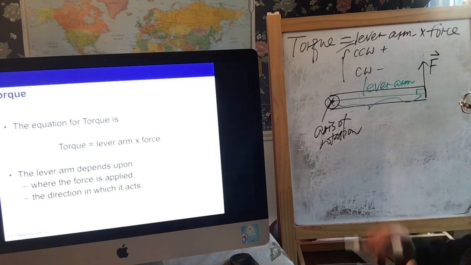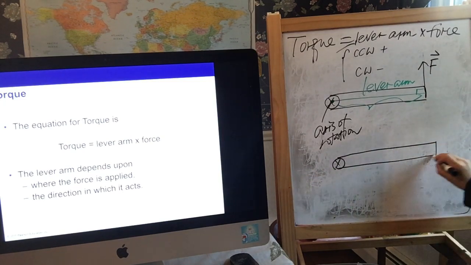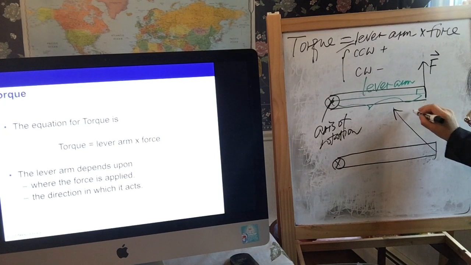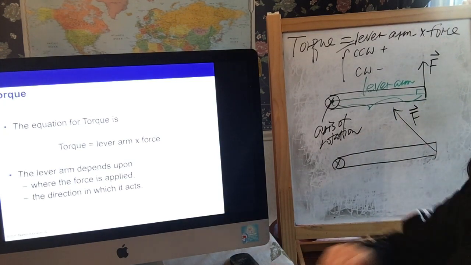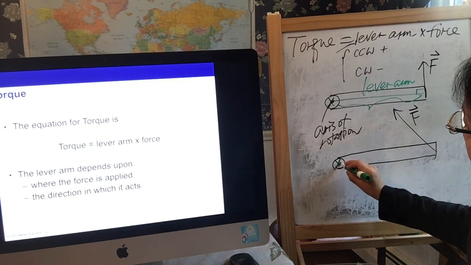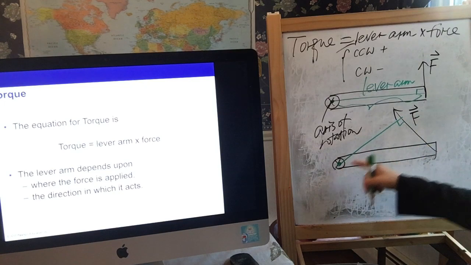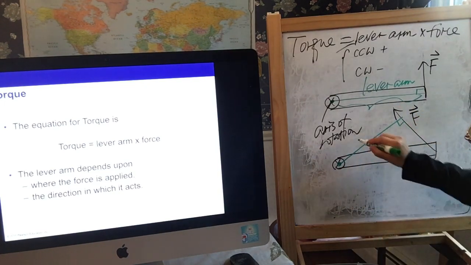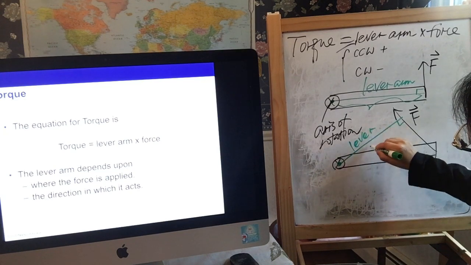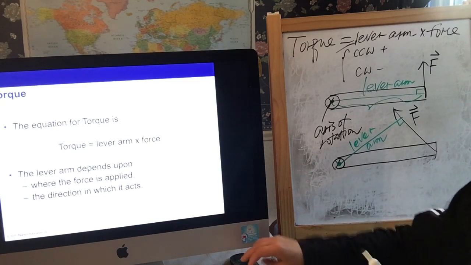I can give you another example. Let's say, again, this is the door, but you are applying the force in this direction. So what is the lever arm? You start from the axis of rotation and draw a line perpendicular to the force. The line you just drew is called the lever arm. Okay, I can give you another example.